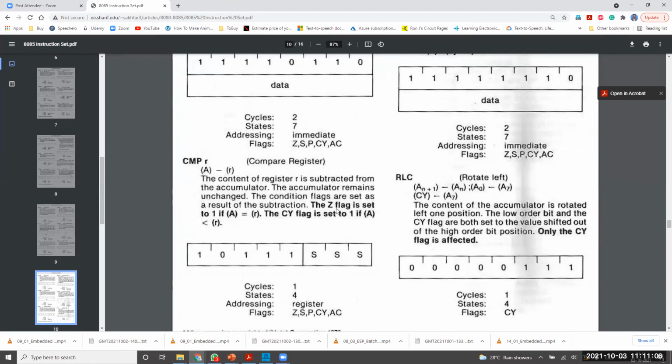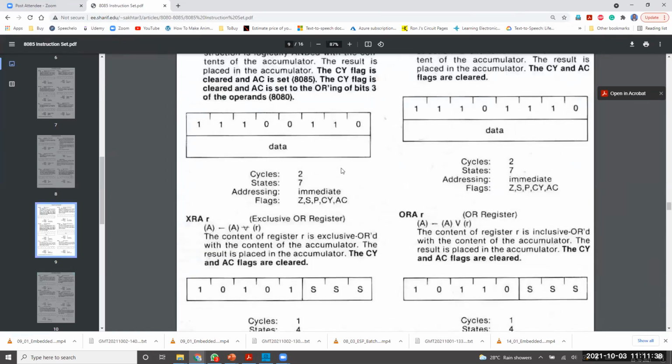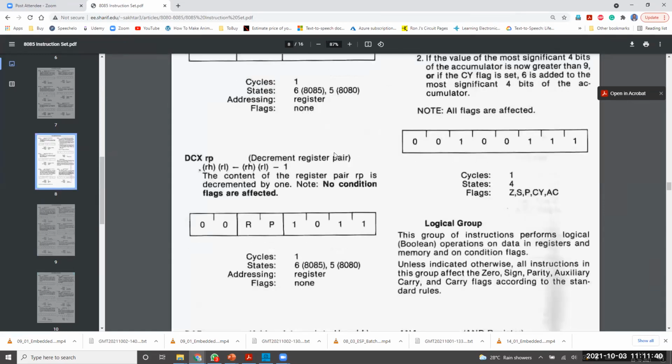Okay. See, the Z flag is set if they are equal. The carry flag is set if A is less than R. Am I right? It has both the flags set. Z flag and the carry flag will both get affected. That is what the manufacturer said about this one. Whenever we have a doubt, we can go back and see the documents sent by the manufacturer.